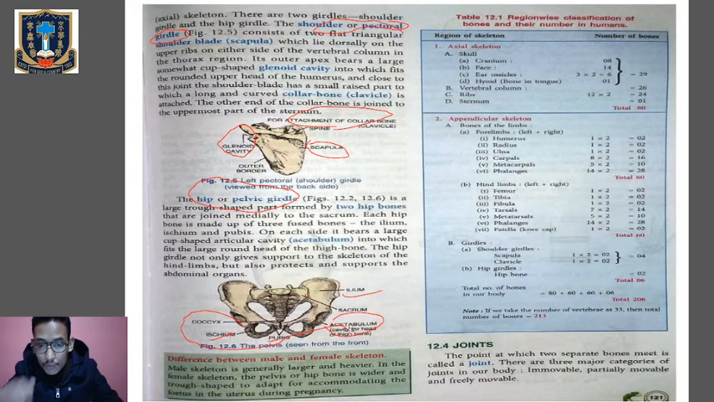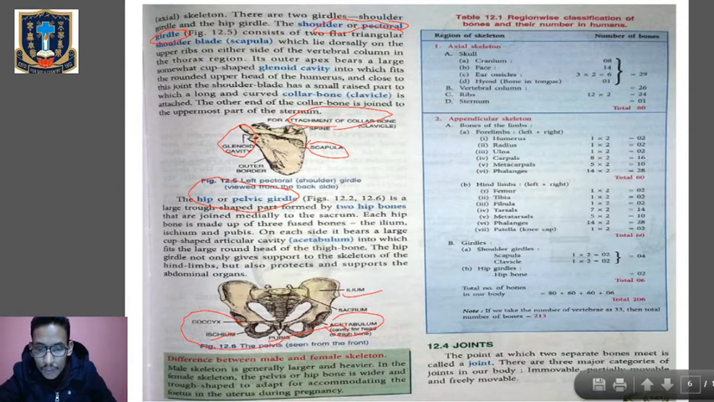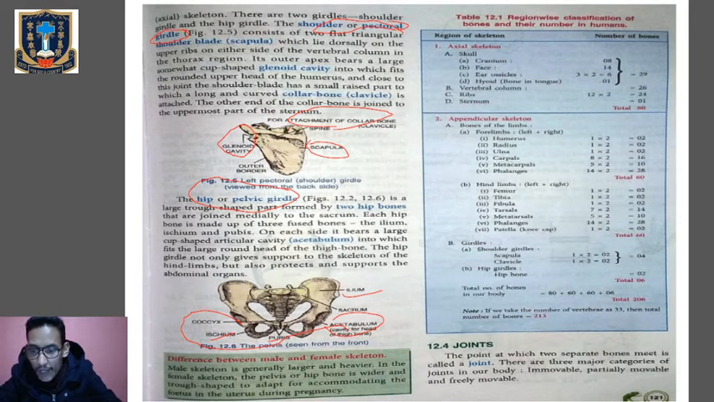Now we will go into the joints. Now what does joint mean? Okay, so now we will look into the joint part. So joint means the point at which two separate bones meet. So the meeting point of the two separate bones is called the joint.